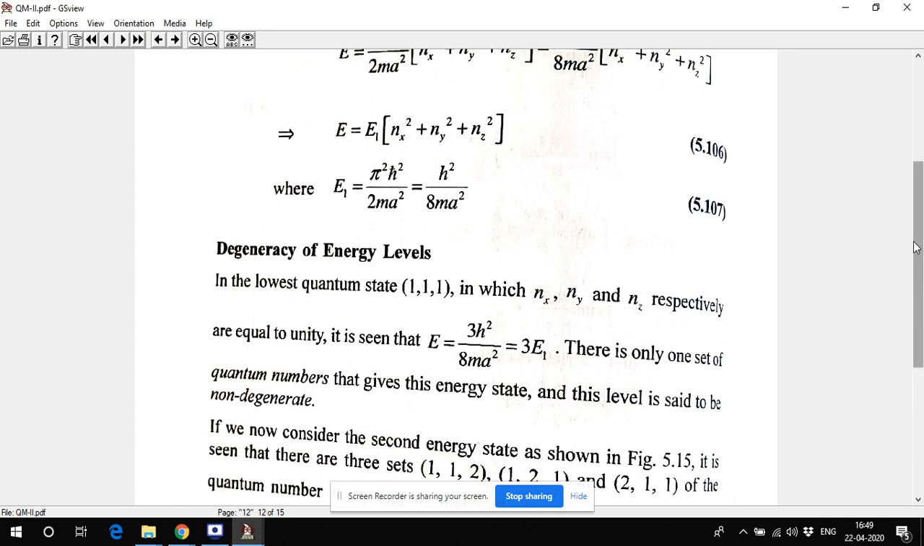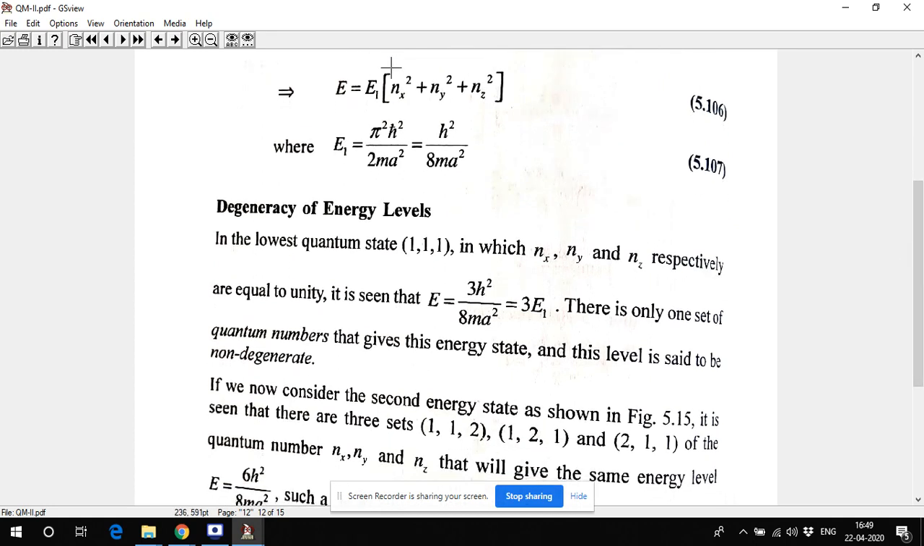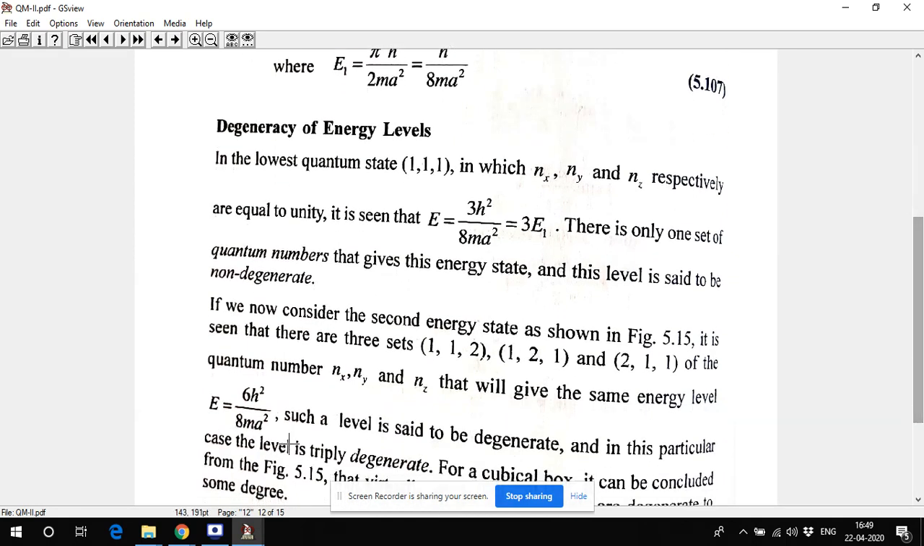But for example, if you take 112, I can take 112, I can take 121, or I can take 211. For all three sets, your energy will always be the same, 6 h cross square by 2m a square, or you can say 6 E1. So the meaning is that for this one energy, I have three sets. For the earlier energy, I had only one set, so that state was non-degenerate. But for these three sets of nx, ny, and nz, I have one energy eigenvalue.